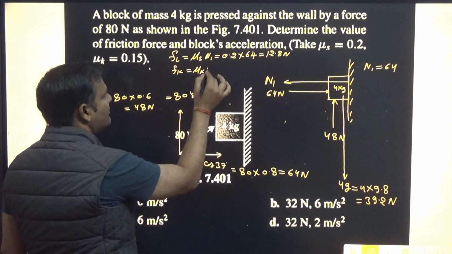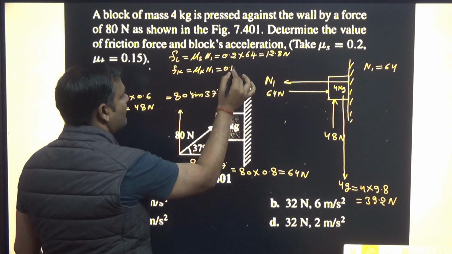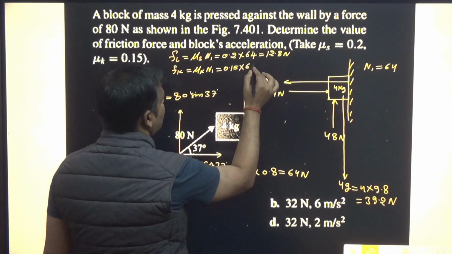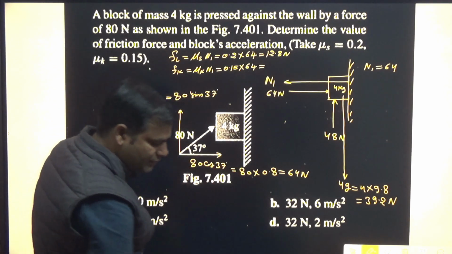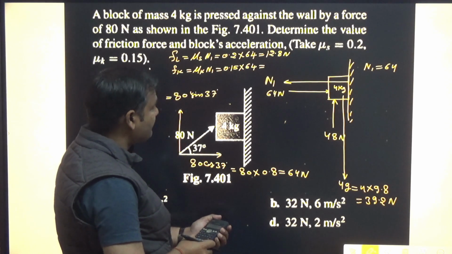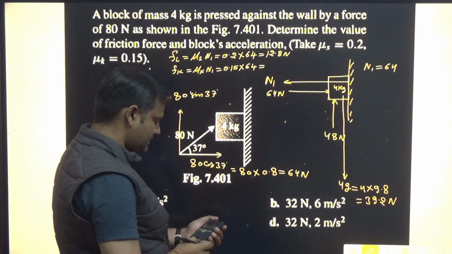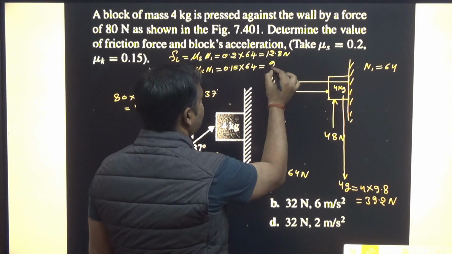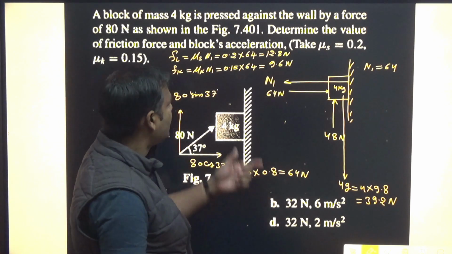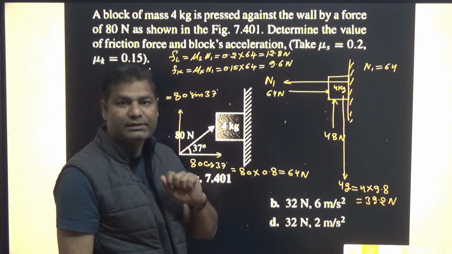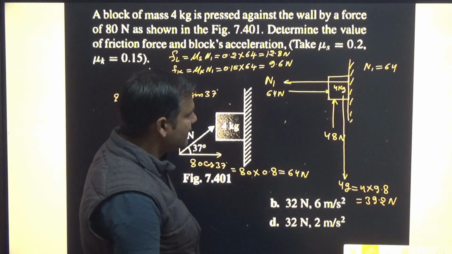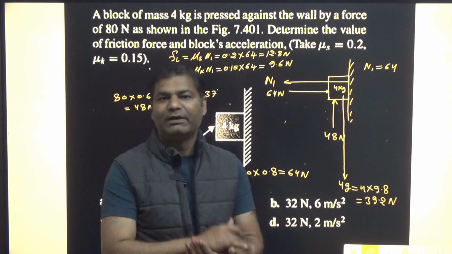And what about Fk? That is μk into N1, that is 0.15 into 64, that is 9.6 Newton. So kinetic friction is 9.6 Newton, and limiting friction is 12.8 Newton. Now we focus on what the applied force is.